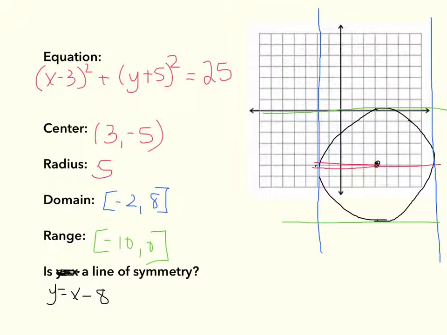So you start at -8. So it should be right here. And you move with your slope, which is 1. So we're going to move up 1 over 1, up 1 over 1, up 1 over 1. And you should see once you've drawn all your points and connected them, that it does cut right through the center of that circle, which means it is an axis of symmetry. So is y equals x minus 8 a line of symmetry? Yes.